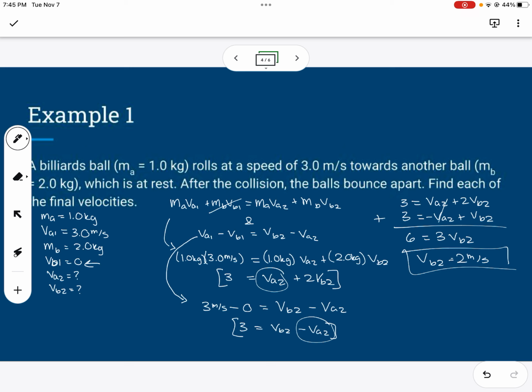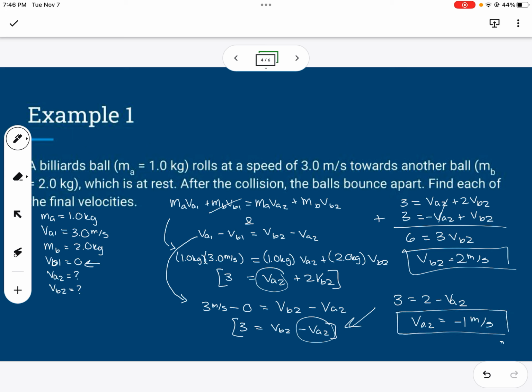You can use either equation at this point. I think this one looks a little easier for me. So 3 equals 2 minus VA2. Rearrange that a little bit. I'm going to end up getting VA2 equals -1 meters per second.